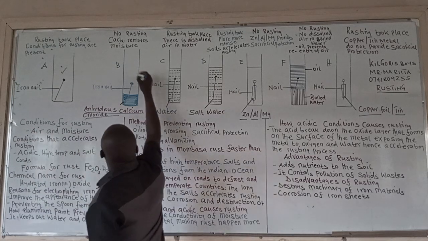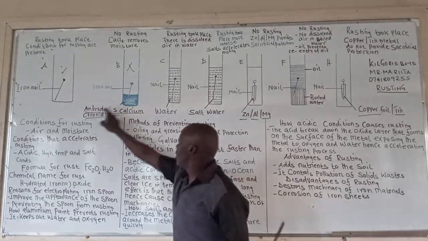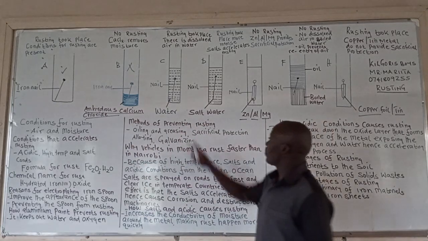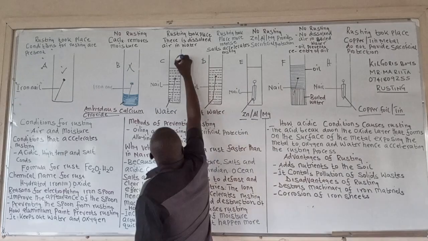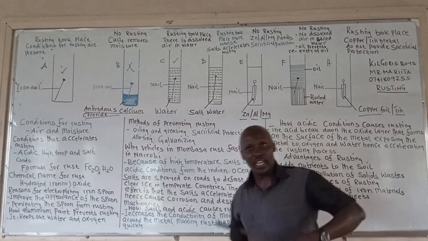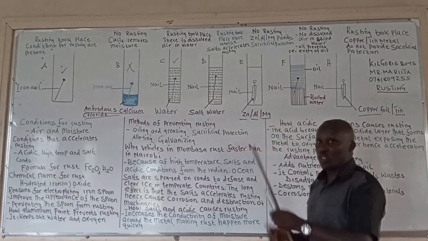In test tube P, there is no rusting because anhydrous calcium chloride removes the moisture, a condition required for rusting. Here, rusting took place because there is dissolved air in the water. I have skipped this one.